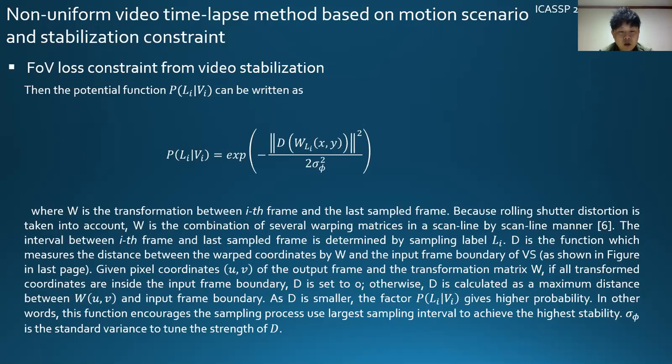Given picture coordinates UV of the output frame and the transformation matrix W, if all transformed coordinates are inside the input frame boundary, D is set to 0. Otherwise, D is calculated as the maximum distance between WUV and the input frame boundary. As D is smaller, the factor P(Li|Vi) gives higher probability. In other words, this function encourages the sampling process to use the largest sampling interval to achieve the highest stability. Sigma phi is the standard variance to tune the strength of D.